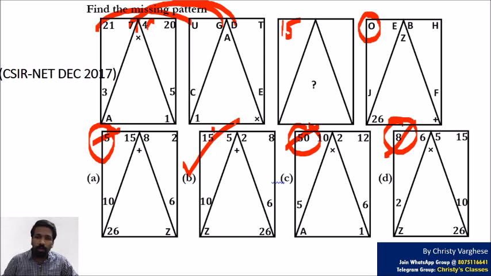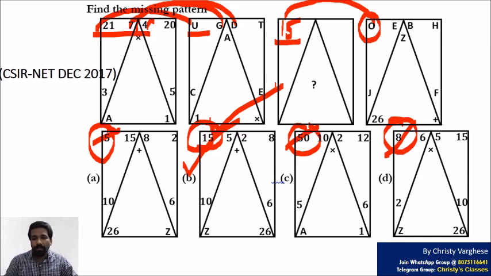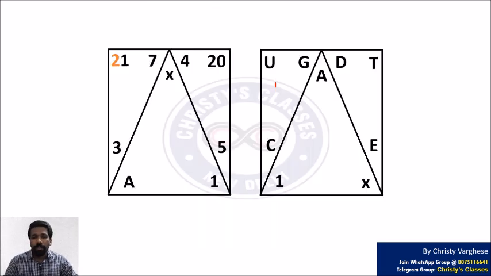So, don't waste your time writing all the numbers at the time of the exam, because once you are convinced that the number equivalent is happening, O's number equivalent is 15. Only option B says so. If that is clear, let's go to the next question.